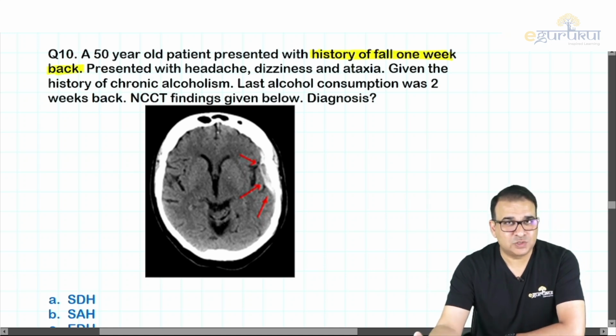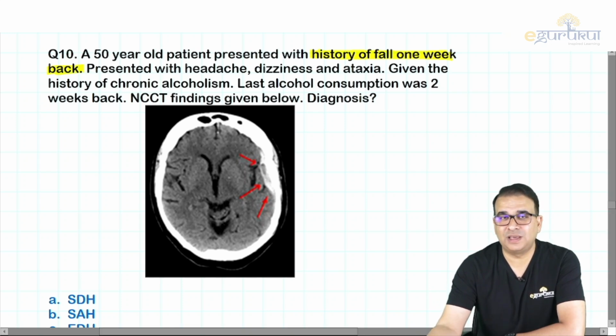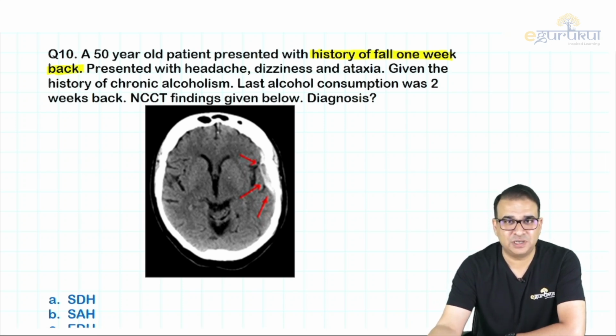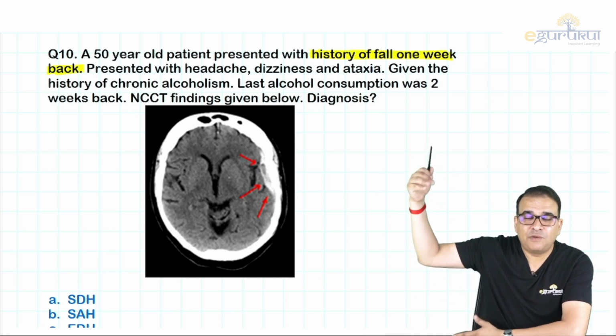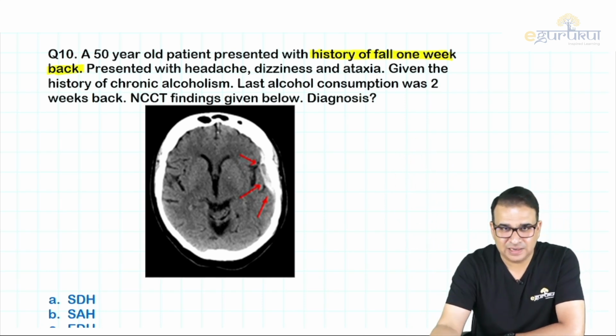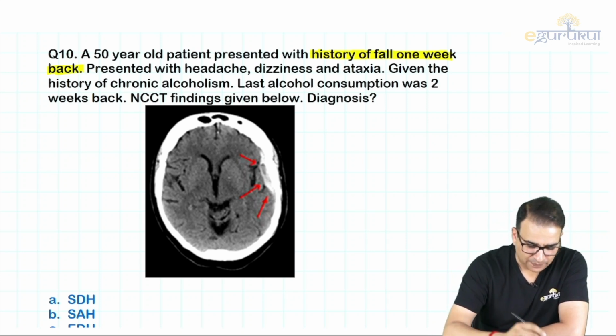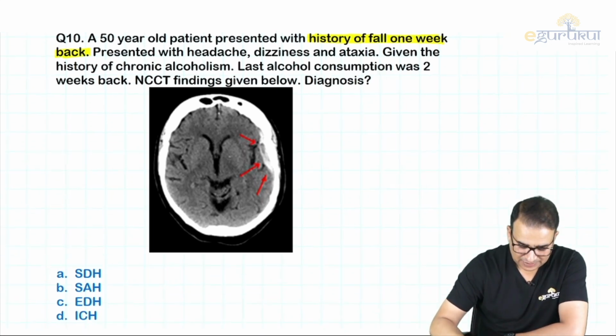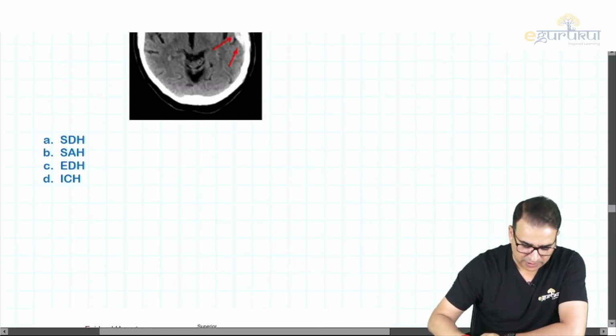Had it been an acute history, guys, this could be a case of arterial bleed. It could be EDH. But the patient will not come after 1 week. It's a history of fall 1 week back, presented with a headache and dizziness and ataxia. So that's the reason that EDH is out of the picture here.